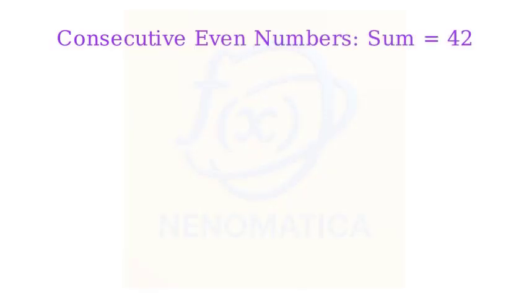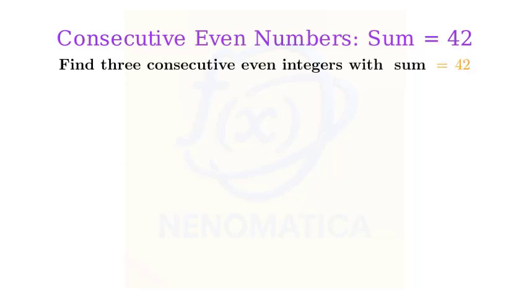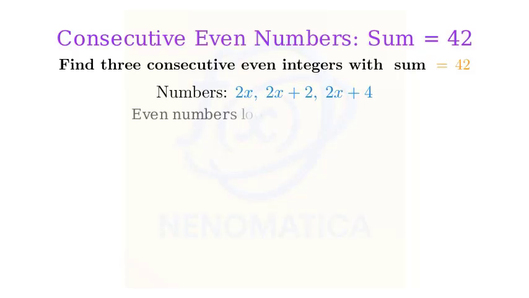In this example, we will find three consecutive even numbers whose sum is 42. We'll set up a clean algebra model, solve for the variable, and then verify on a number line. Problem. The sum of three consecutive even numbers is 42. What are the numbers? To model consecutive even numbers, let the first be 2x. The next even number is 2 larger, 2x plus 2, and the third is 2x plus 4.